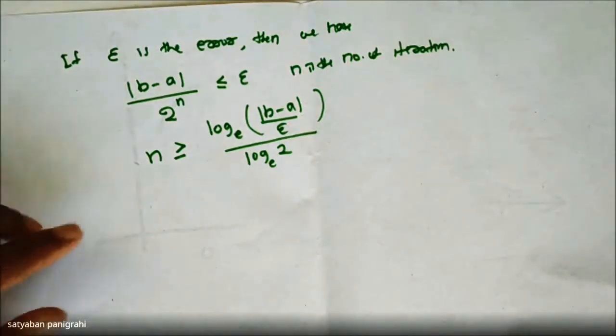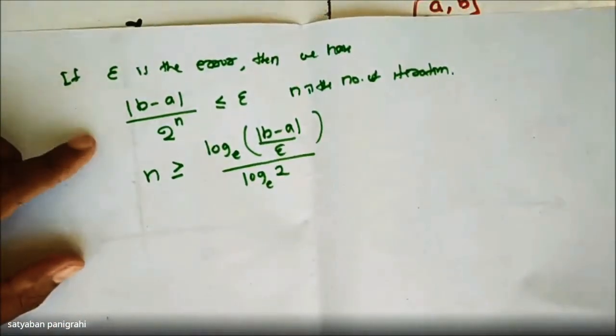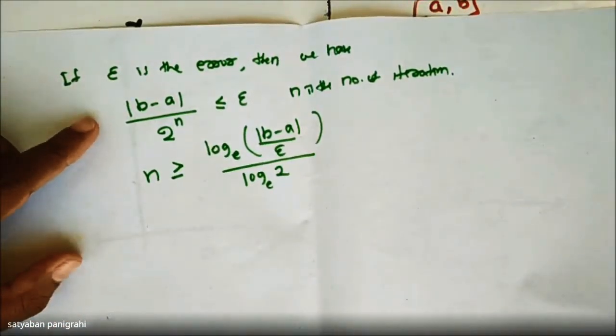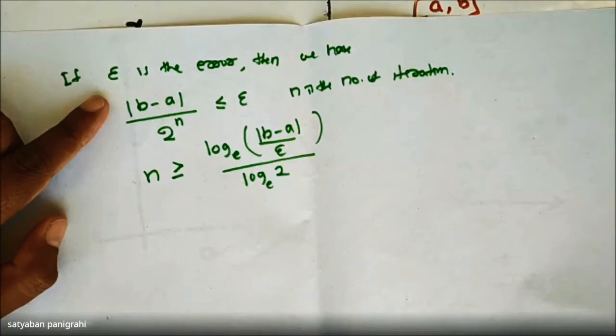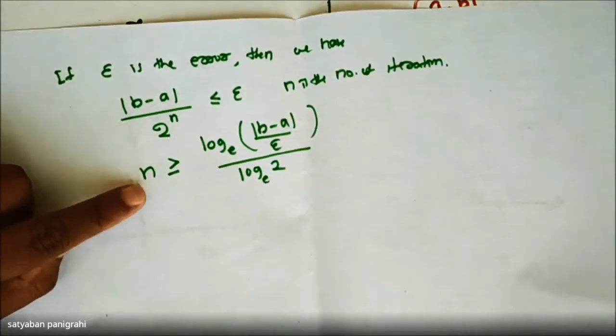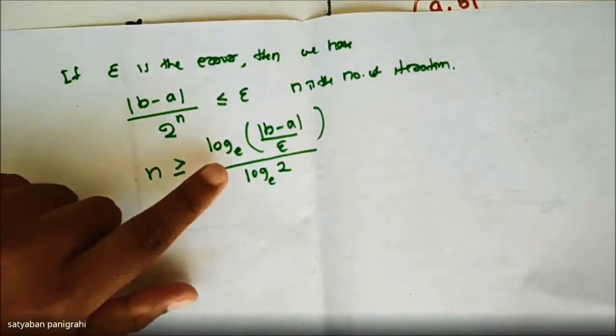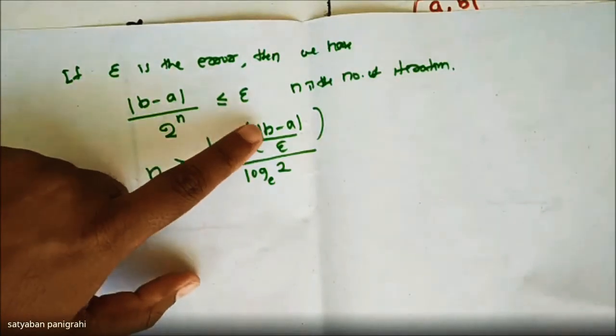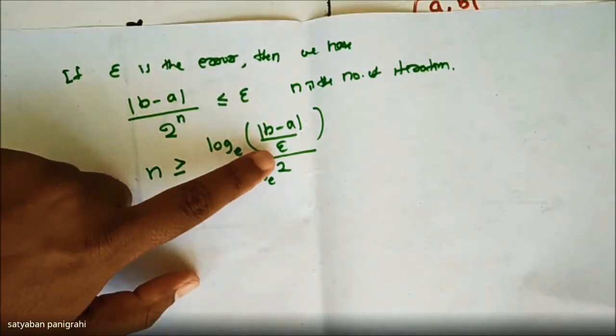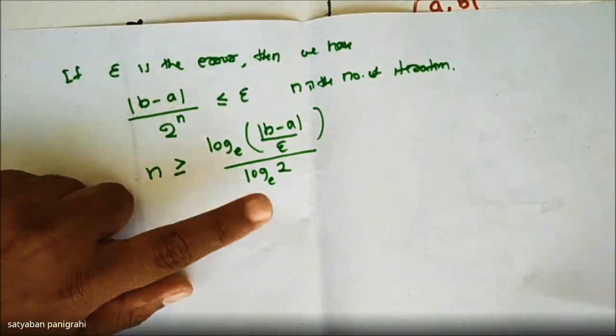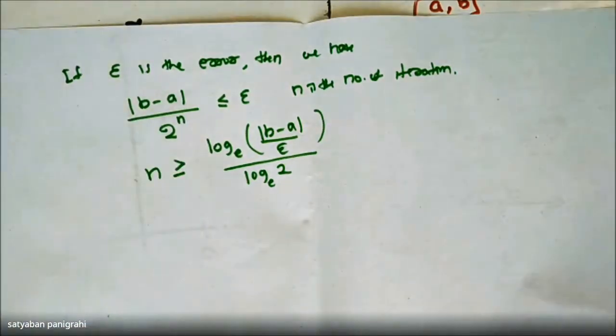Okay, and just write this one. If epsilon is the error of tolerance, then the number of steps will be greater than log base e of (b minus a mod) divided by epsilon, divided by log base e 2. Now knowing this, just try to solve another question.